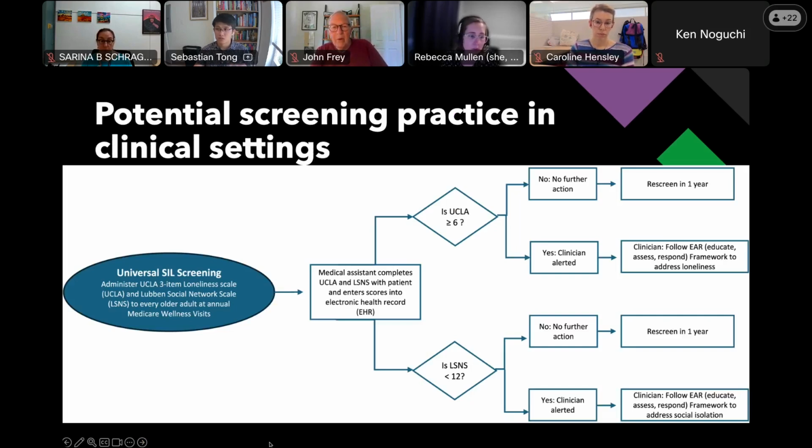Again, this is exactly what we're doing with the PHQ 2/9 universal social isolation and loneliness screening. This is a copy from the manuscript that was just published, where we propose that you might administer the UCLA 3-item loneliness scale and the Lubben social network scale, the 6-item, to every older adult at annual Medicare wellness visits. The medical assistant, these scales, just like the PHQ-9, are able to be completed by a patient alone, could have someone else administer them, could be completed on paper, could be completed on a computer, could be built into the EHR, and I would recommend that happen for tracking and monitoring purposes. And then there's a process where if screened positive, the clinician is alerted, and then the clinician follows up with education, assessment, and response. Next slide.